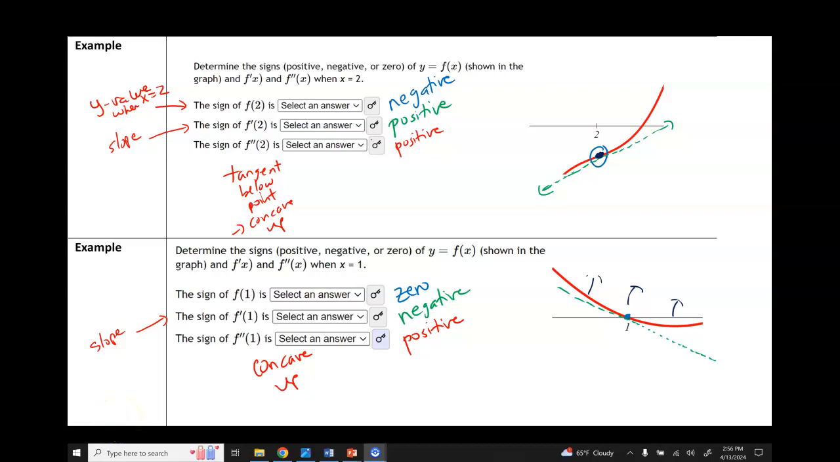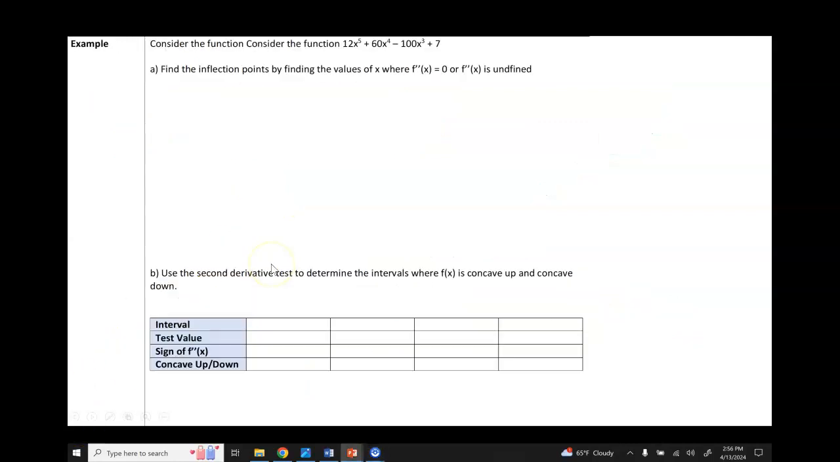In the first part of 4.5, we determined whether a function is increasing, decreasing, or concave up, concave down by using tangent lines. In the second part, we are going to be using calculus in order to find inflection points and determine when a function is concave up or concave down using the second derivative. So remember that inflection points are where the second derivative is equal to 0 or when it's undefined.